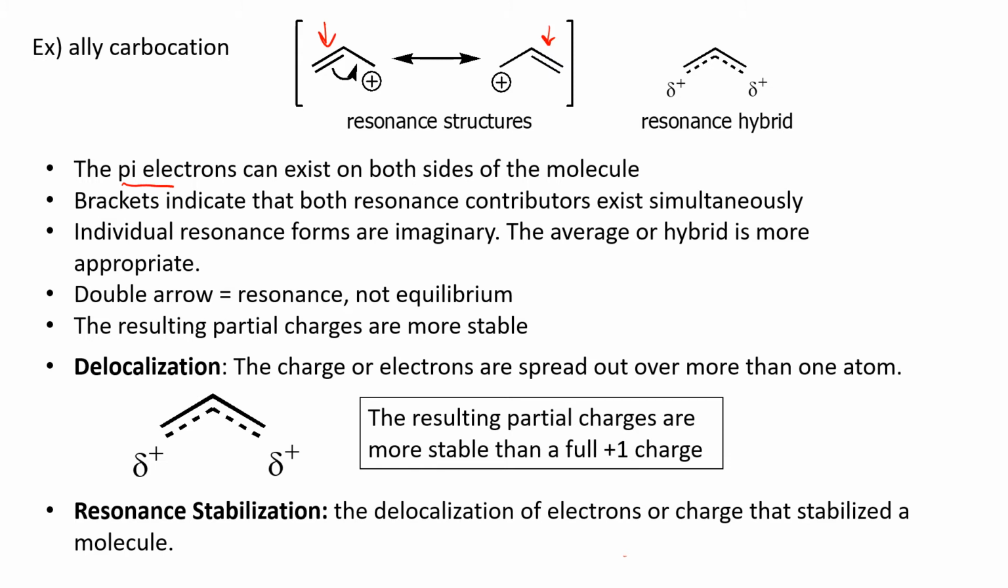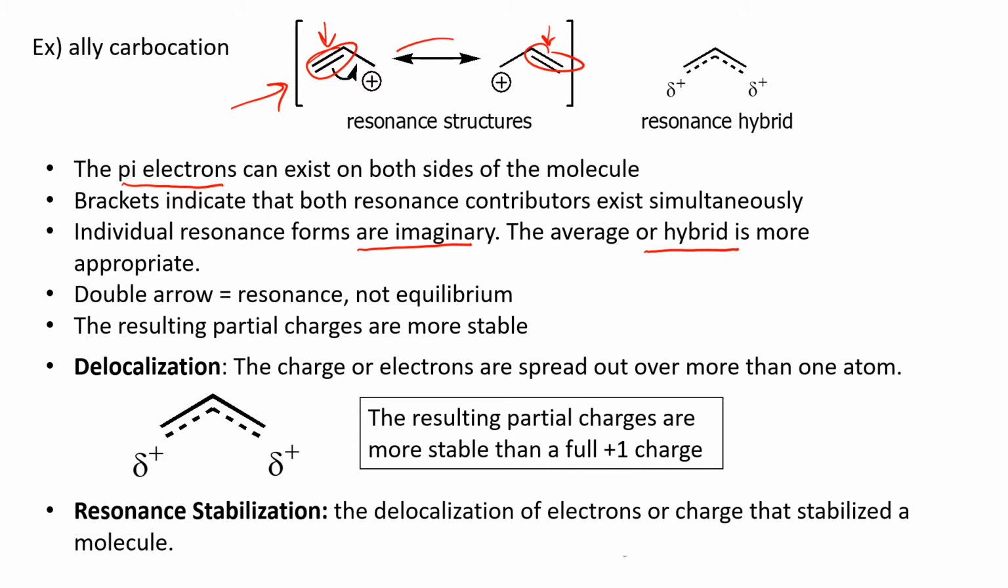So the pi electrons here can exist on both sides of the molecule. These are your pi electrons. These are your pi electrons. When you see brackets, that indicates that resonance is occurring. So we use brackets for resonance structures. Resonance structures, like I said, don't truly represent the nature of where the electron density is. So they're kind of imaginary. We can use something called a resonance hybrid to more accurately represent the electron density.